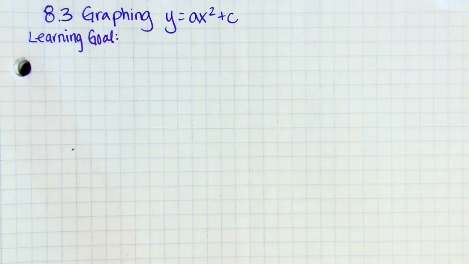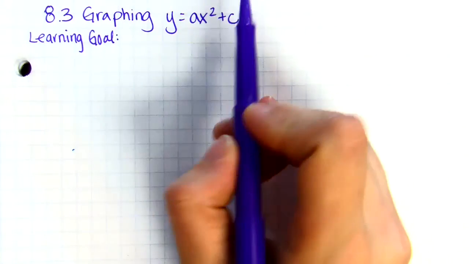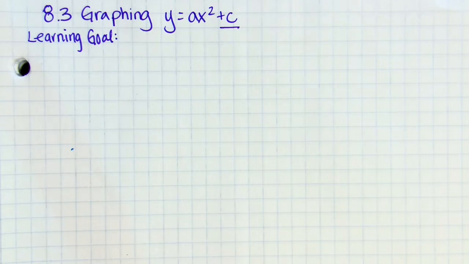Today we're going to talk about graphing y equals ax squared plus c. So it's going to be super similar to what we did the other day, except for now we have this constant at the end that we're adding.